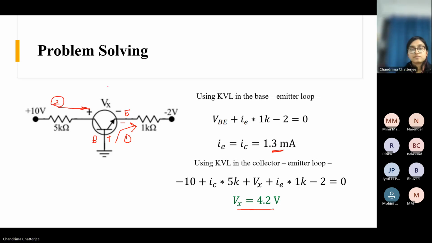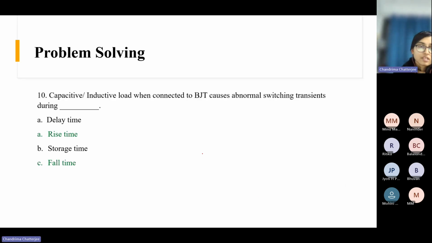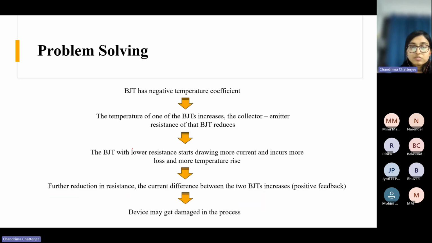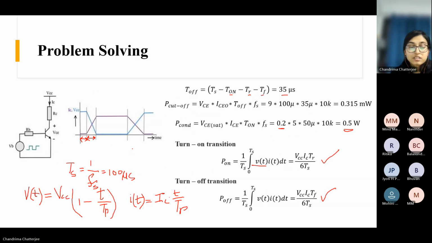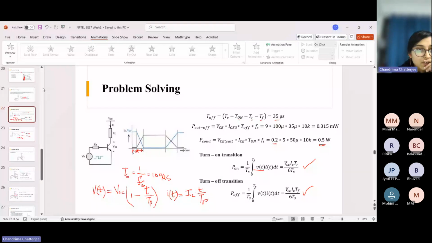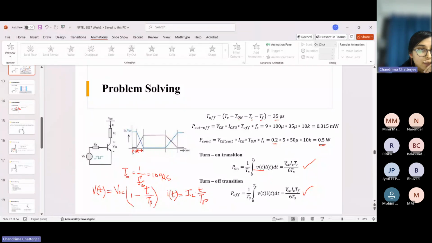Okay. Fine. So I think there is only one problem after this. Capacitive or inductive load when connected to BJT causes abnormal switching transients during. In this slide, I showed you that.